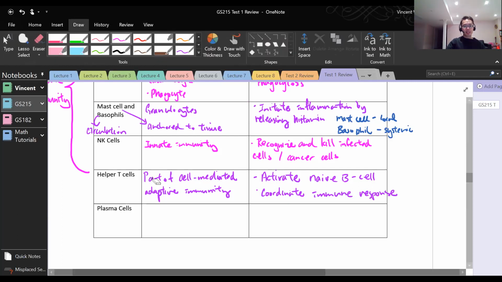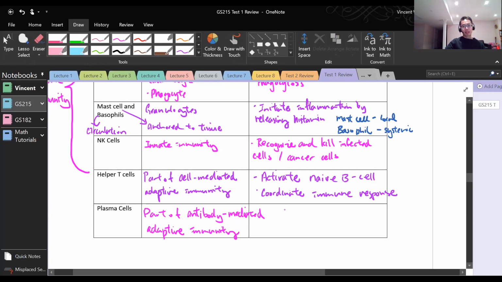Whereas the plasma cell, this is part of, what did I say? Antibody mediated adaptive immunity. Okay, and the main function of plasma cell is to mass produce antibodies. All these antibodies will be in the plasma, right? When they are produced.